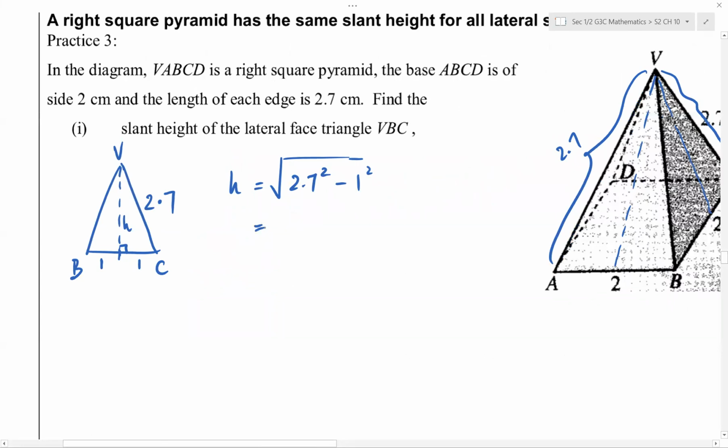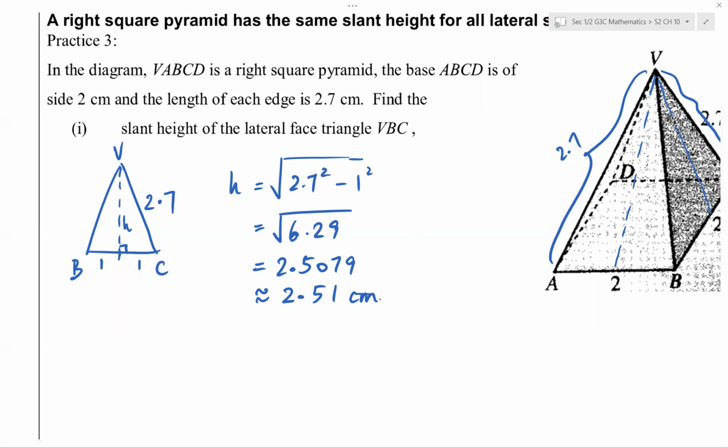I'd like to find out the value 2.7 square minus 1. The exact form first. So square root 6.29. Then I evaluate it out to get 2.5079. Round off to 3 s.f. as 2.51 cm. I like to have the square root 6.29, which is exact first. Most likely, subsequently, we will have to use the information.